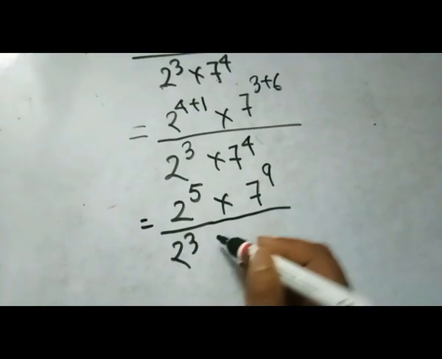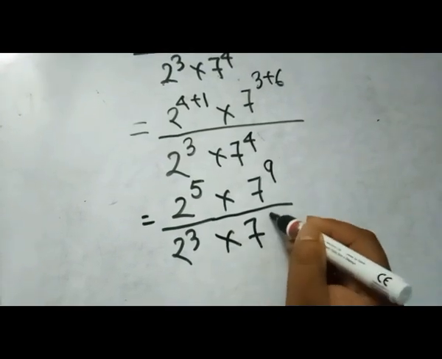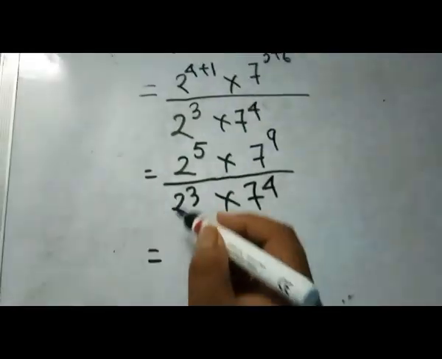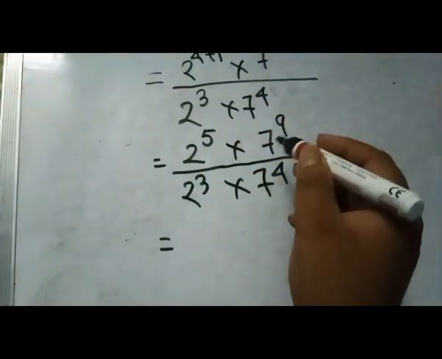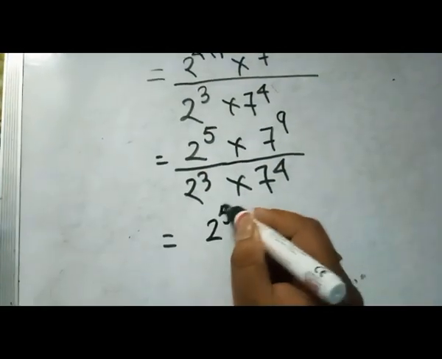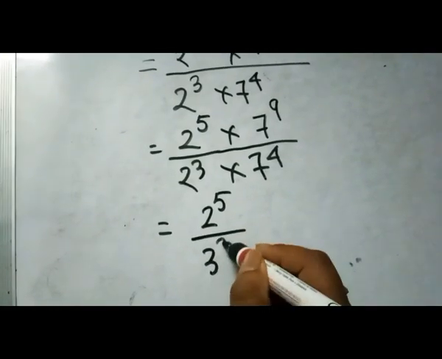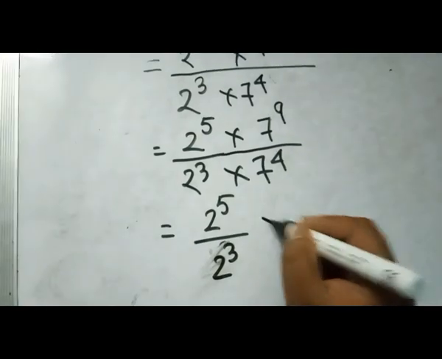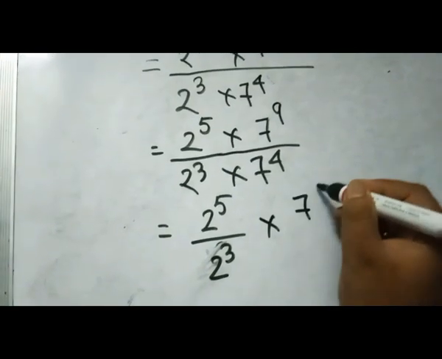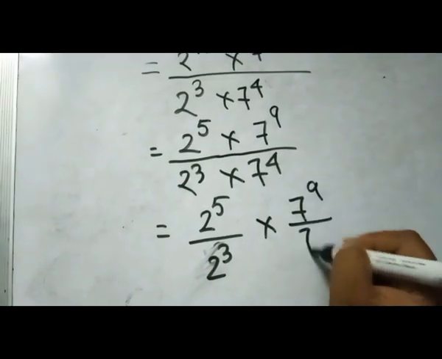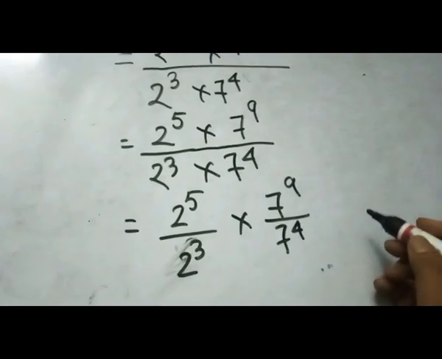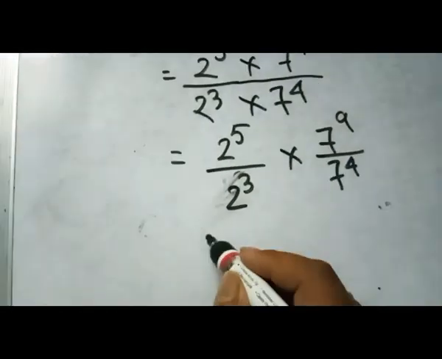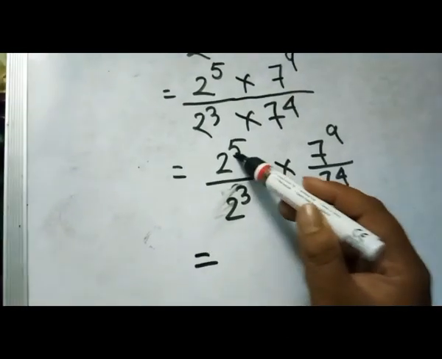Okay, first you write one step, you do 7 to the power 4. Now you make the separation rule, meaning you make the group with the 2 and 7. So 2 to the power 5 by 2 cube into 7 to the power 9 by 7 to the power 4. Now what will be the next step? The next step is 2 to the power 5 by 2 cube.